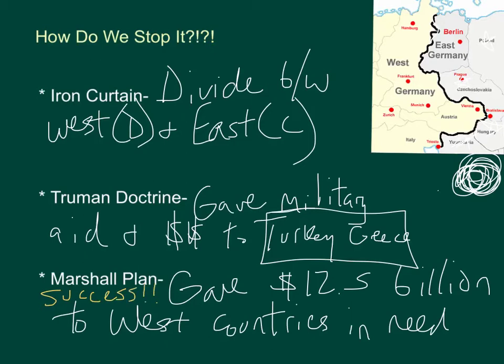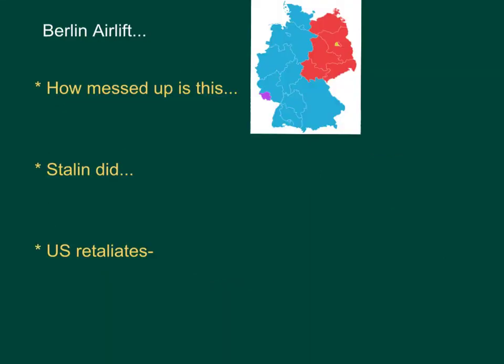A lot of these countries got the help that they needed, and eventually they were stimulated by the early 1950s, and communism did not spread past the Iron Curtain. Now, the next thing we're going to look at, the Berlin Airlift.